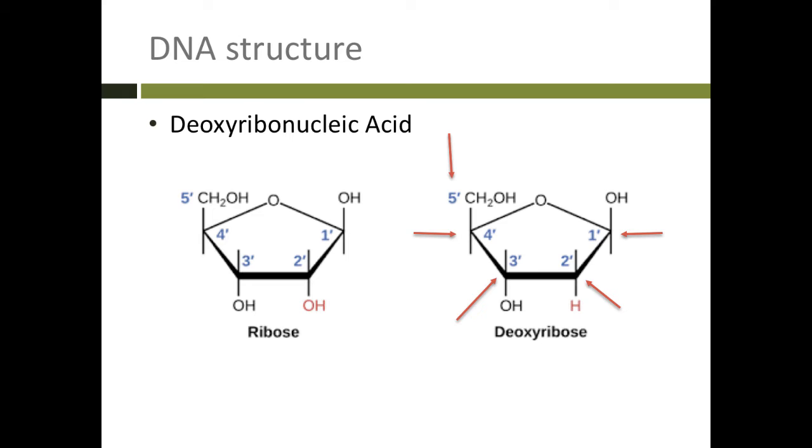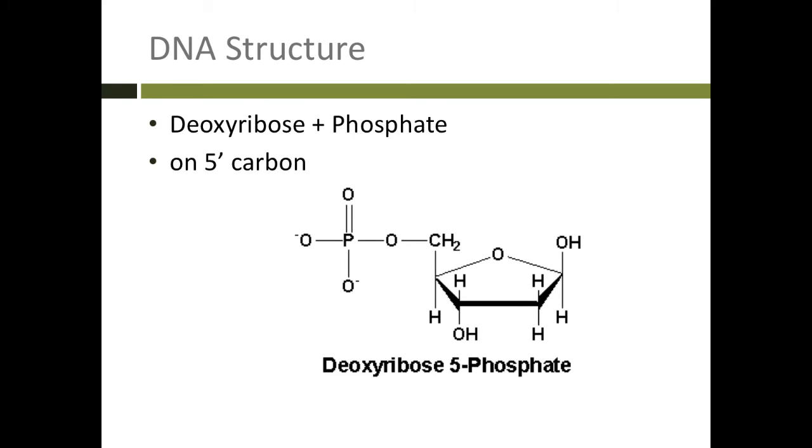RNA is also a nucleic acid, but the sugar in RNA is just a little bit different. It is ribose instead of deoxyribose. As the name would suggest, deoxyribose is missing an oxygen on its number 2 carbon. Also notice that deoxyribose has an OH group on its number 3 carbon. Nucleotides also have a phosphate attached to the 5' carbon.